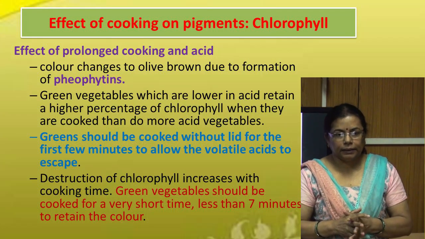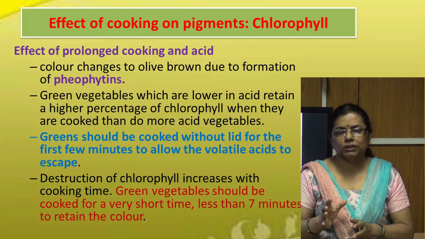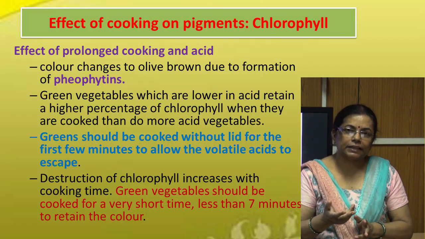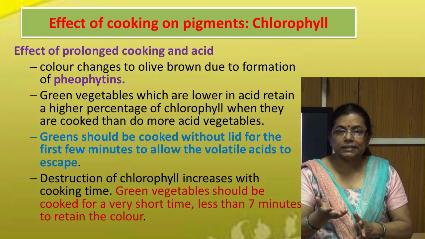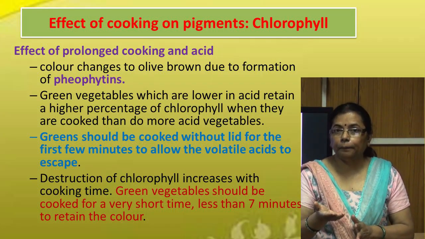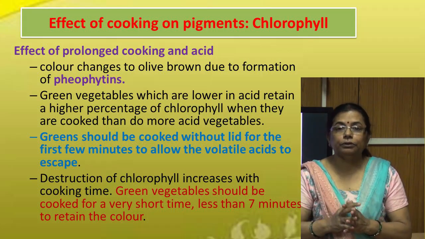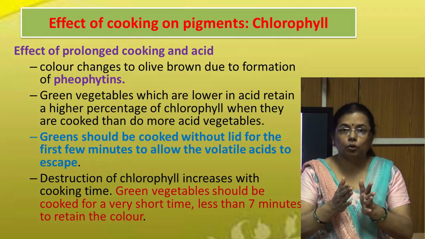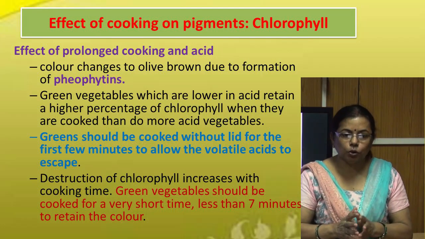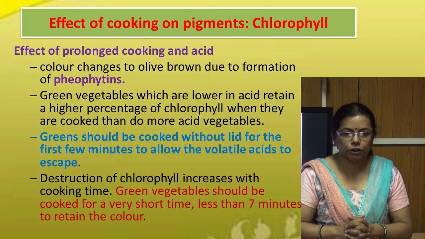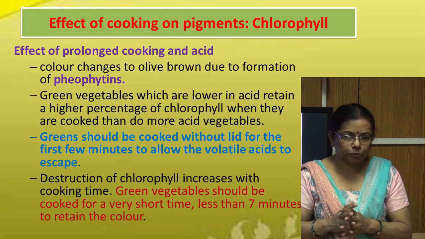It is suggested that greens should be cooked without a lid for the first few minutes to allow the volatile acid to escape. When green leafy vegetables like spinach or other greens are cooked with the lid on, the volatile acid is released, dissolved in the steam and condensed back into the pot, where it comes into contact with the chlorophyll and changes the color of the chlorophyll to olive brown. Therefore, greens should be cooked without a lid for the first few minutes to allow the volatile acid to escape to preserve the green color of the vegetables.